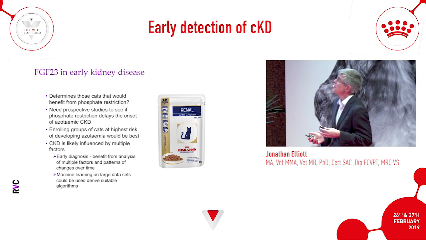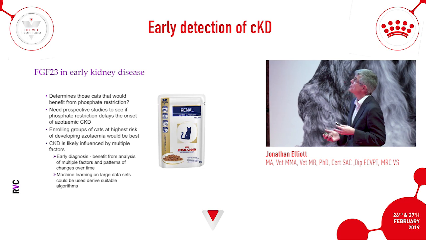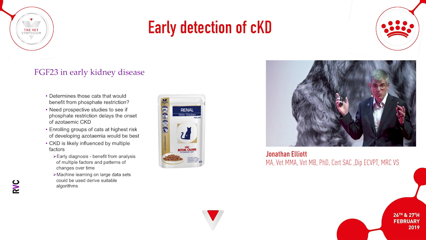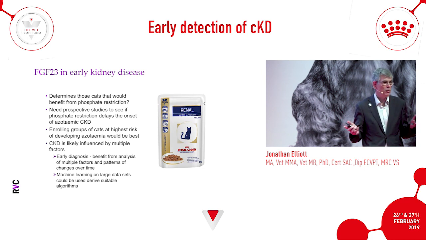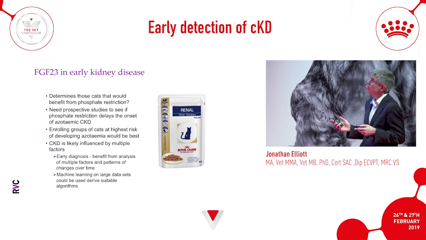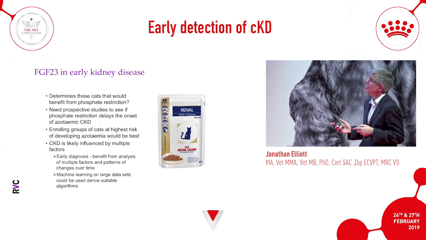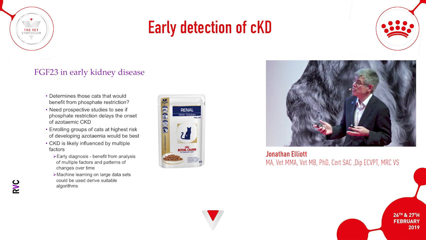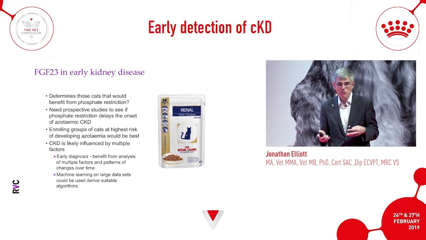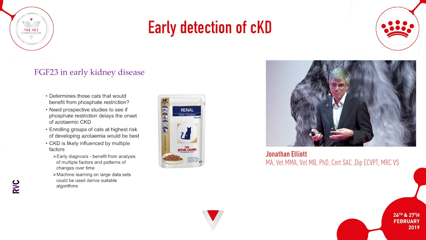So FGF23 in early stage kidney disease determines those cats that would benefit from phosphate restriction, perhaps, and there's a question mark against that because we haven't done the studies to really demonstrate that. We need prospective studies. Enrolling cats that are at higher risk of developing azotemia would then be helpful. So can we really identify those cats very accurately that are at higher risk of developing azotemia?